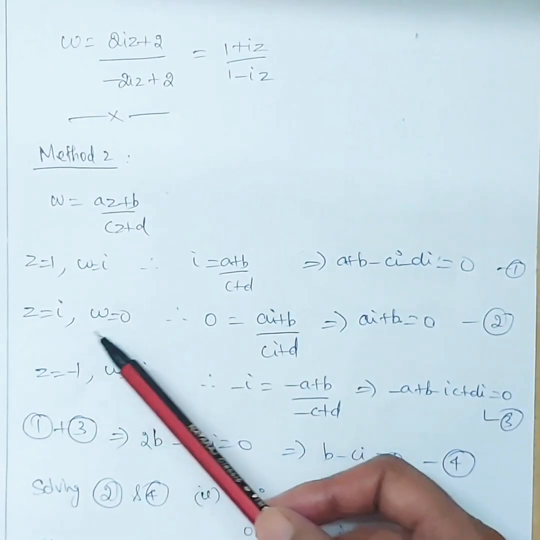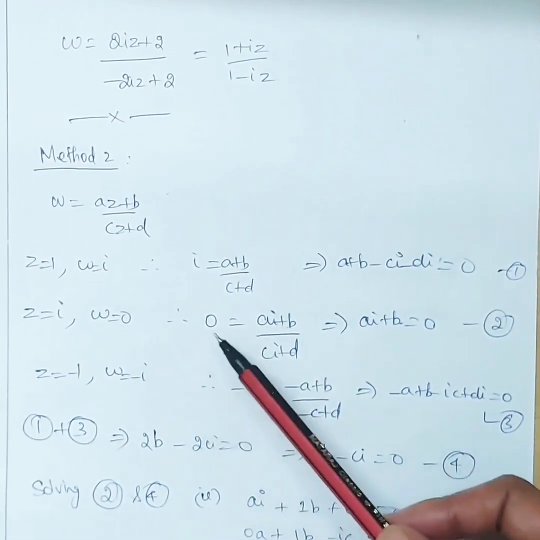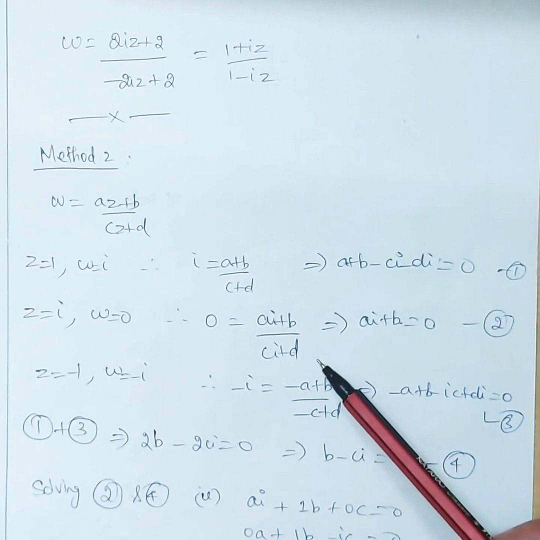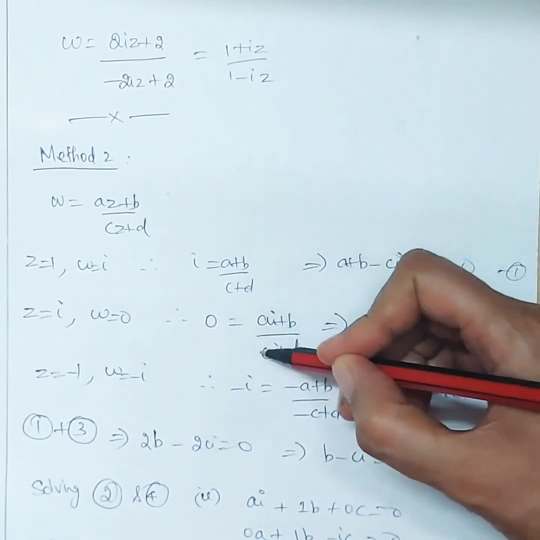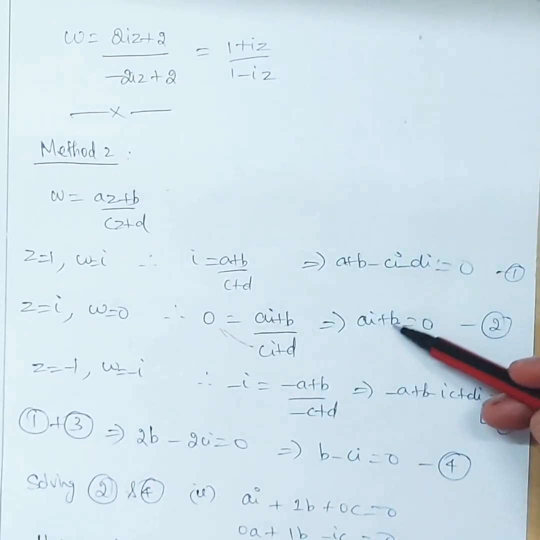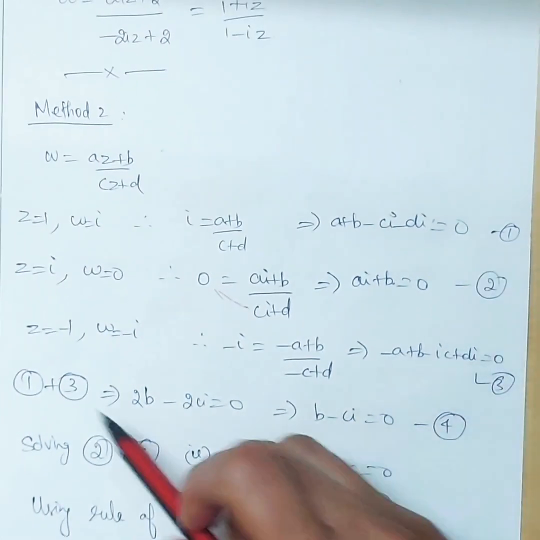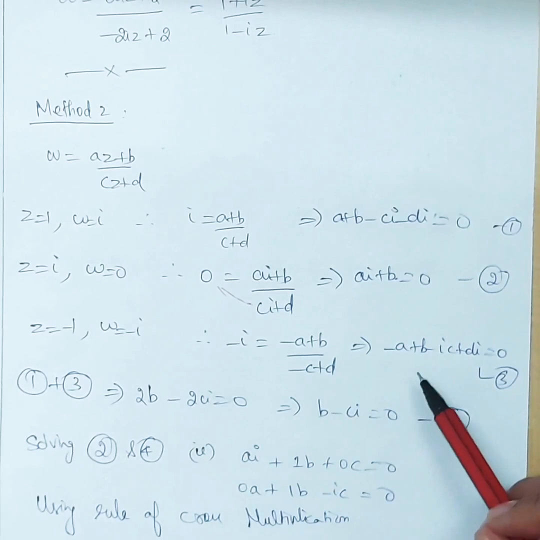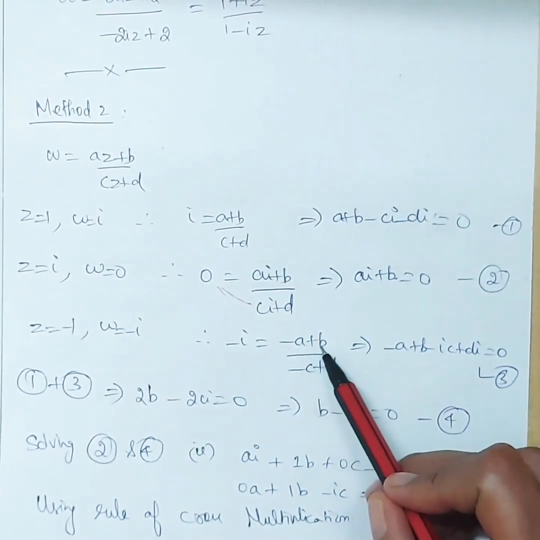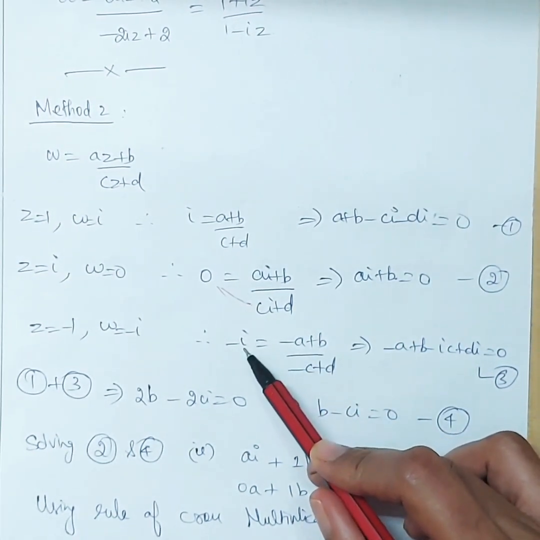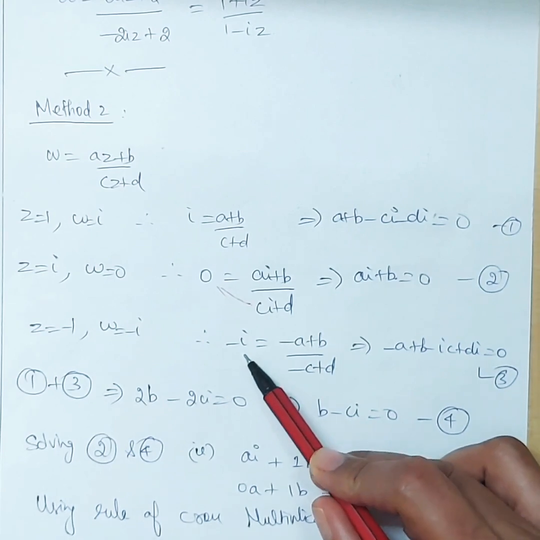Similarly, substitute Z is equal to I, W is equal to 0. So 0 is equal to (A plus IB) by (C plus ID). If you do cross multiplication, 0 into anything will become 0. So you will get the second equation, A plus IB is 0. Third equation, minus 1, minus I you are substituting, you are getting this equation: minus A plus B is equal to (minus C plus D) into minus I.